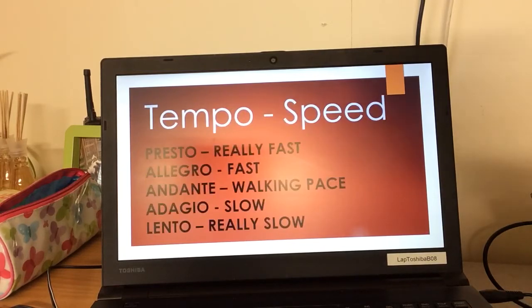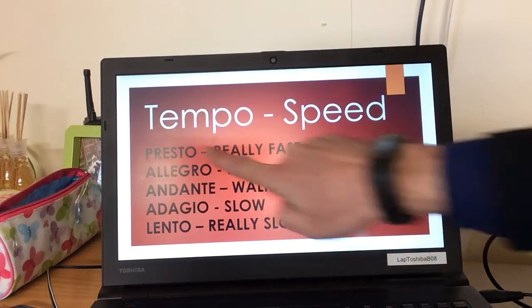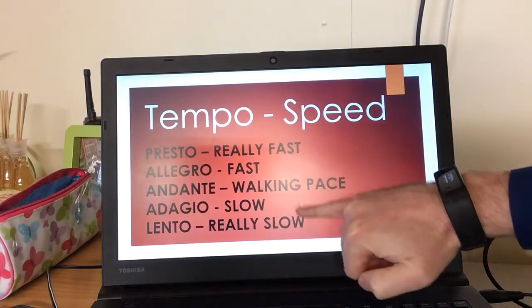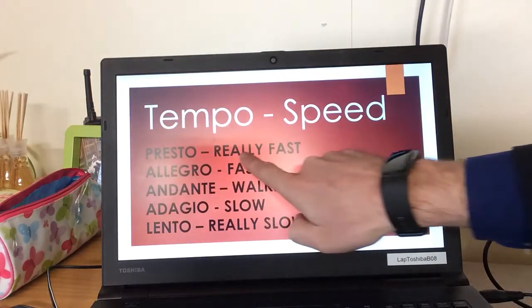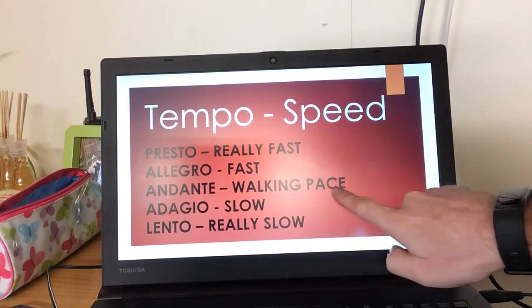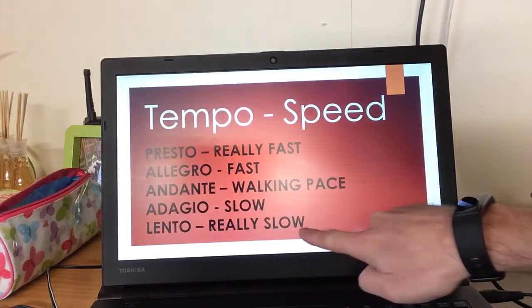The next element of music is the tempo, and tempo means speed. Now, all these words on the left here, these are the Italian words. I've told you before, and I'm sure your musica teachers have told you, that music wasn't invented in Italy, but the Italians were the sort of first to write it down, and therefore all of the words associated with music are Italian. So the Italian words are on the left, and their meaning is on the right.